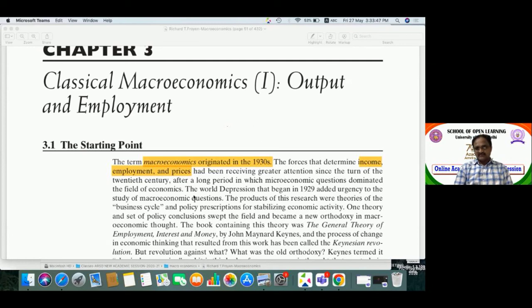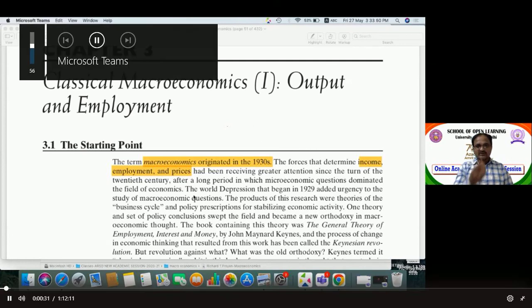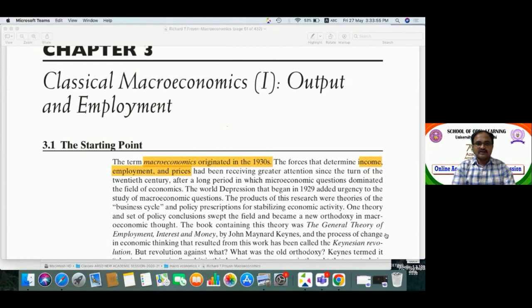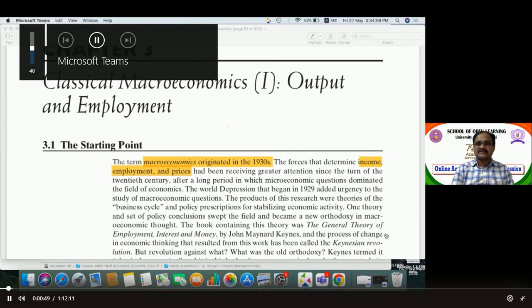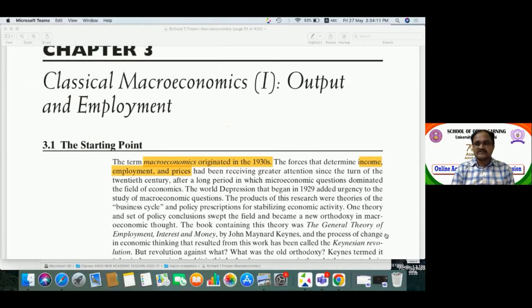So what is the classical theory? That means how entire output and income, or output or employment, is determined, right? Generally in economics, there are two approaches to discuss how output and income are determined. In the previous class we discussed the national income concept, right? The various concepts of national income. That is one question which I already discussed.